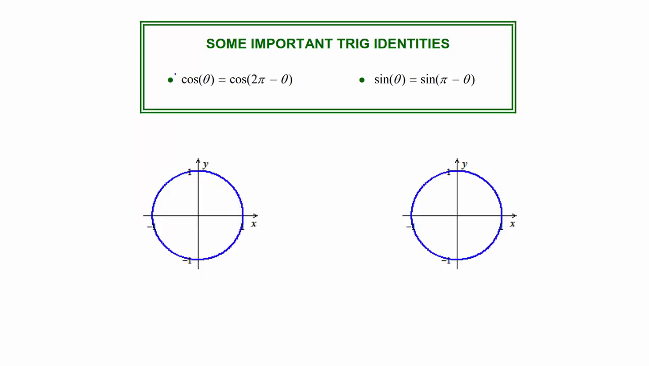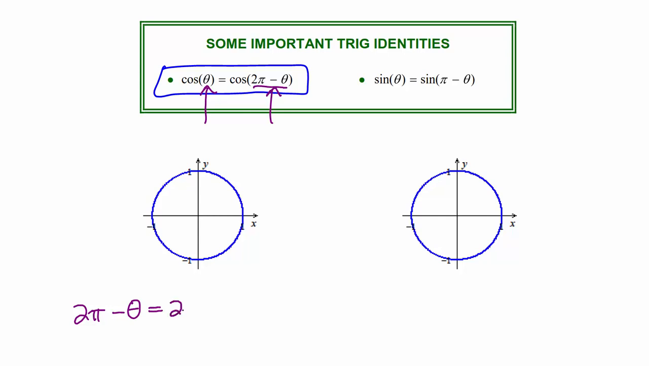Okay, so let's first look at this cosine identity, that the cosine of theta equals the cosine of 2 pi minus theta. So we have to draw on our unit circle situation where we have an angle theta and we also have an angle 2 pi minus theta. Notice that this angle 2 pi minus theta can be understood as 2 pi plus negative theta. I think that might help a little bit in orienting ourselves about this angle theta.